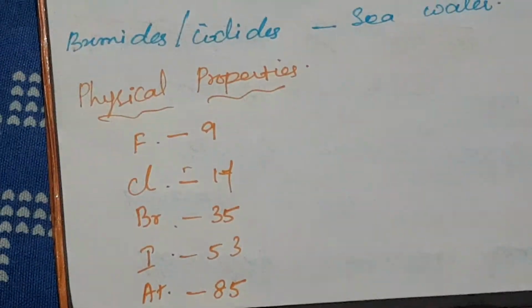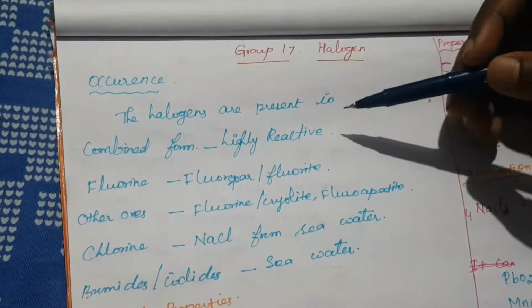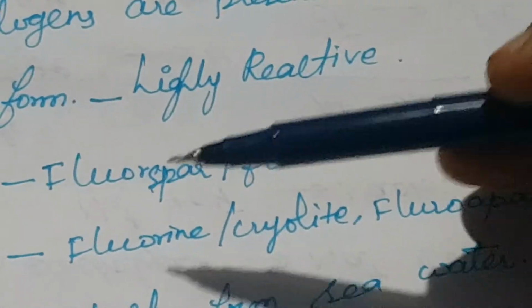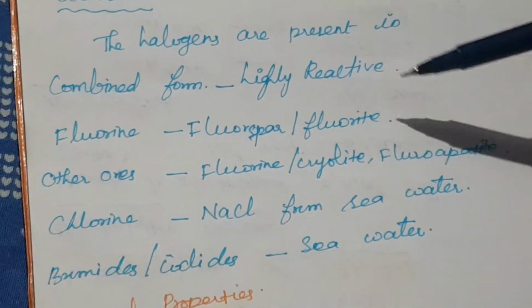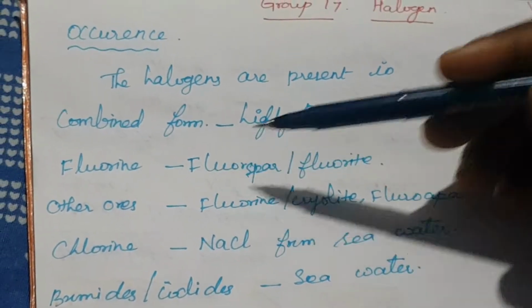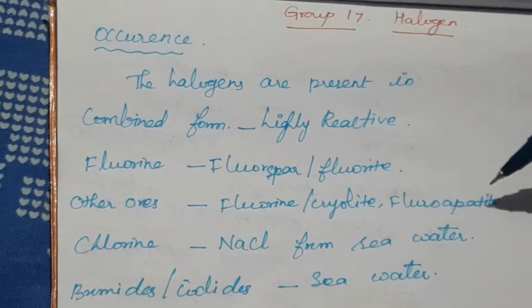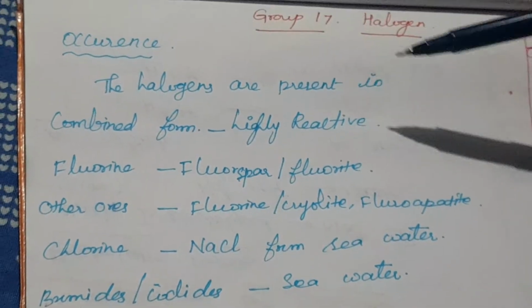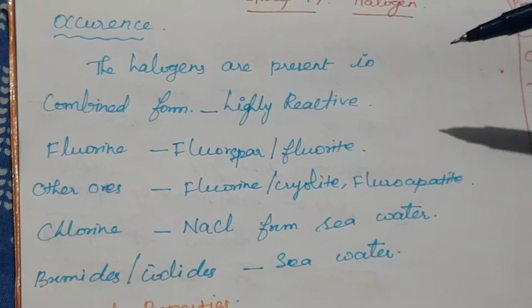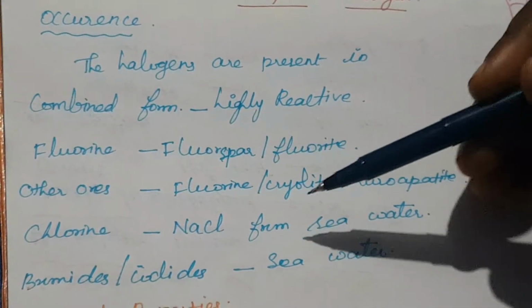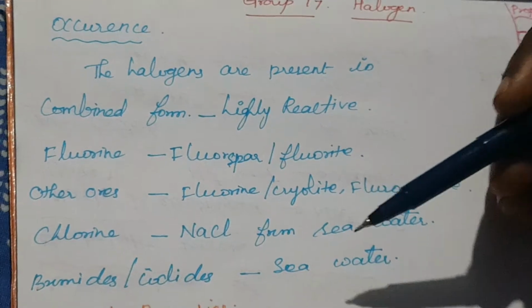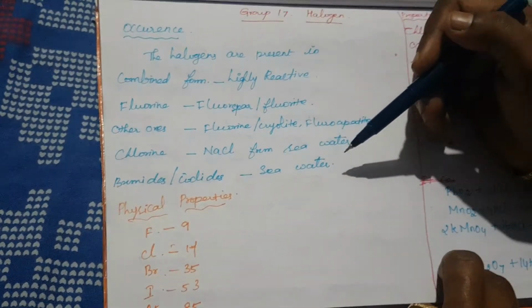Halogens are present in the combined form. They are highly reactive. Fluorine is obtained in the form of fluorspar or fluorite ore. Other ores of fluorine are cryolite and fluoroapatite. Chlorine is present in the form of sodium chloride from the seawater. Bromine and iodine are also present in the seawater. So these are all the occurrence of the halogens.